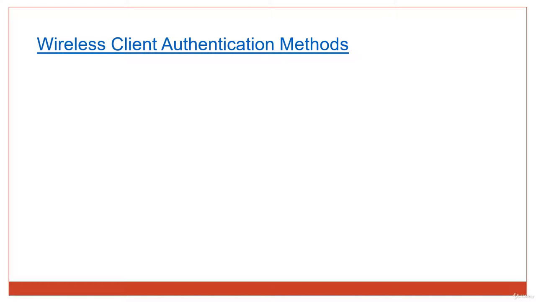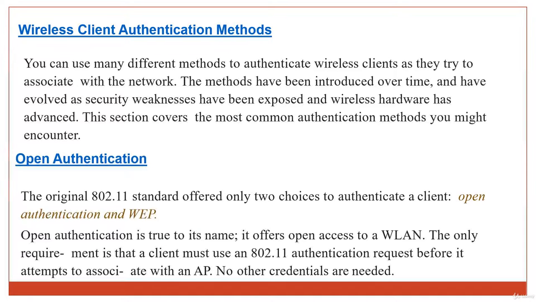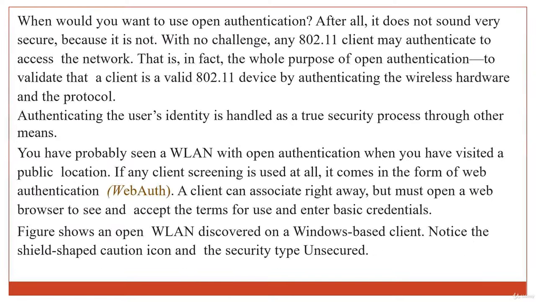Let us understand the wireless client authentication methods and what types we have. We'll check them in the upcoming sessions as well. Now we know that the AP is broadcasting its network, that's the SSID. There are two: one is open authentication and the other is WEP. Now, what is open authentication? You may have seen this.